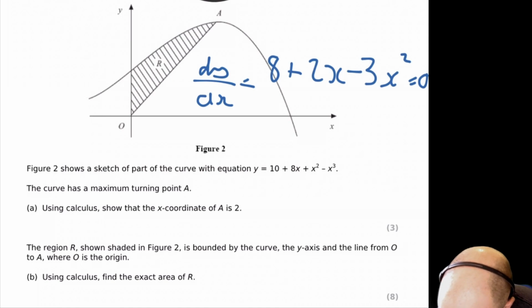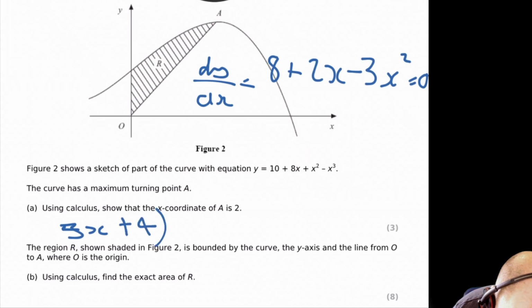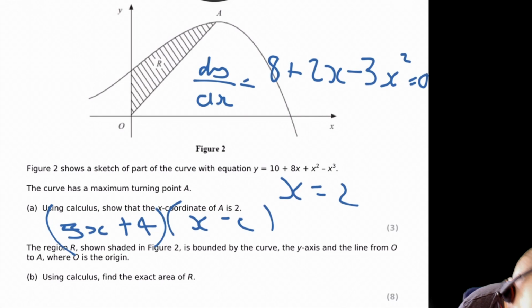I'm just going to type it in on the calculator to save some time. So minus 3, 2, and 8. So you get x equals 2. Yeah, there we go. So you'd want to show that as well. We get 3x plus 4, x minus 2, therefore x equals 2 would be a full workings for that one.